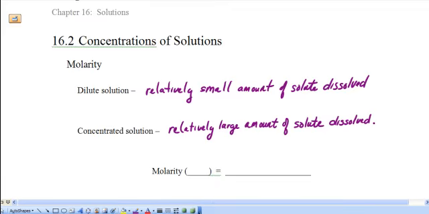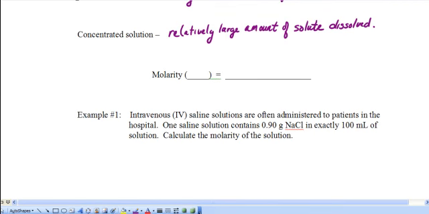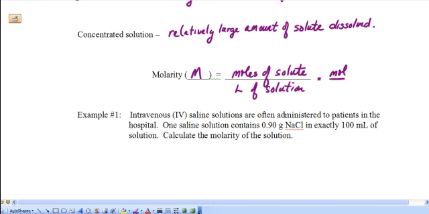All right. So let's talk about how we can quantify the amount of solute dissolved, and we can quantify that using what's called molarity. Molarity is simply the moles of solute per liter of solution, and it's given an abbreviation capital M, and we refer to that as molar. So the units are going to be moles over liters, which is the same as the capital M, which means molar. And so let's go ahead and try a few sample questions and see if we can get the hang of what molarity is all about.